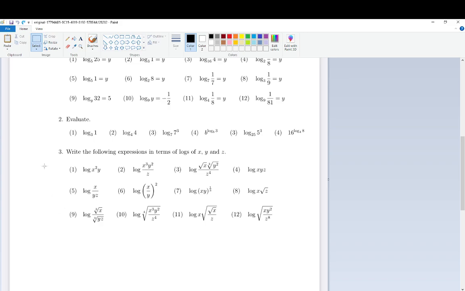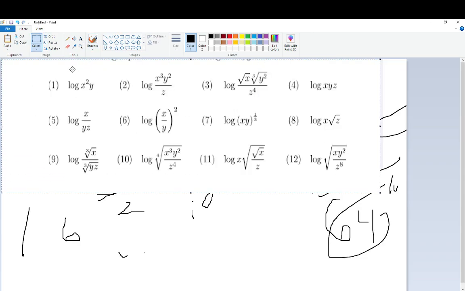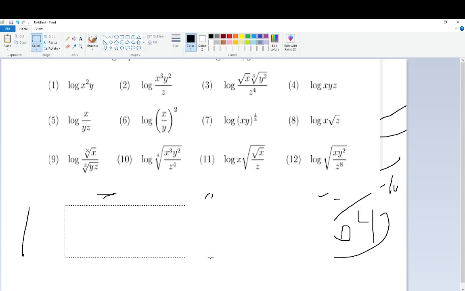Write the expressions in terms of log, in terms of x, y, and z. So it's essentially figured out in terms of logs. That's interesting. Oh, I see. They want you to break it down the way the other one was combining it. Okay. So what are they asking? You have to reverse the rules. The rules here say, I got to get rid of it. There we go.